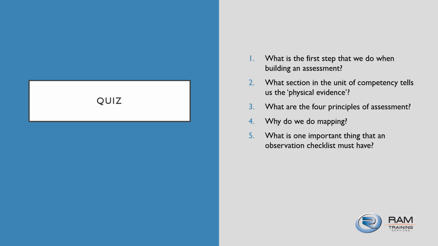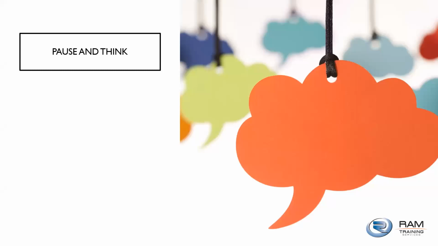And next on number 4, why do we do mapping? And number 5 is, what is one important thing that an observation checklist must have? What's an important thing that an observation checklist must have, right? So time to pause and think. So you may want to pause the webinar now. And we will soon reveal the answers.